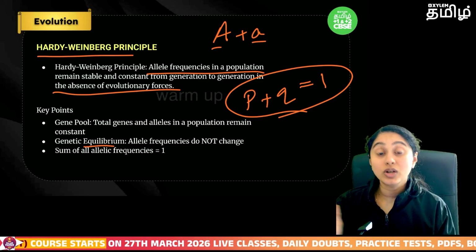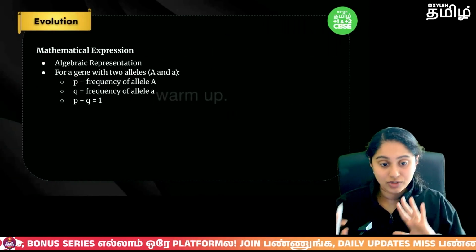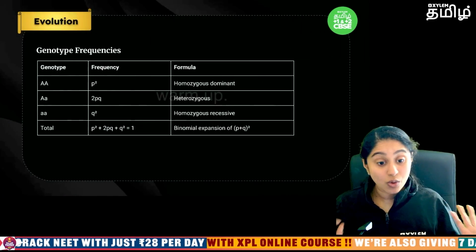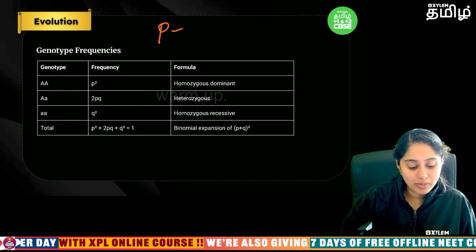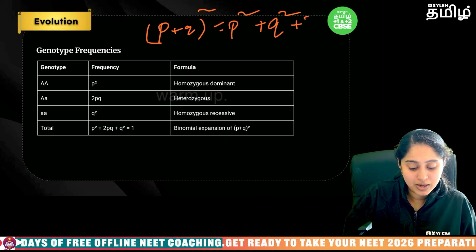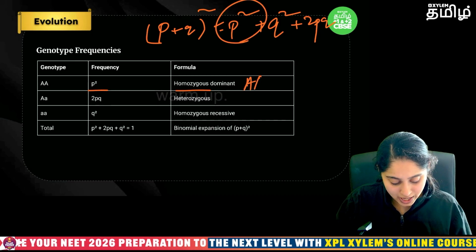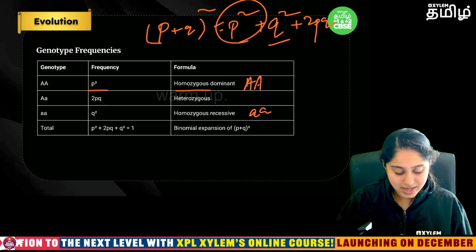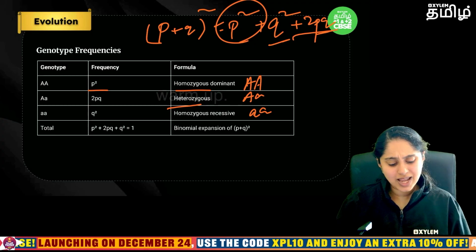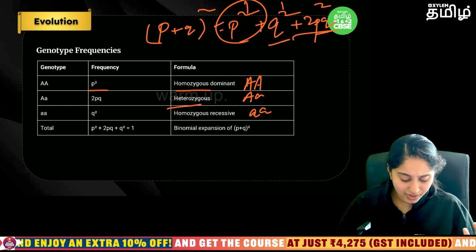Now, what is the gene pool? The total genes and alleles of the population that are always there is what we call the gene pool. If it is constant, it will always be constant, is what he told. p + q = 1. Now, if you take the binomial expansion, what do we get? p² + q² + 2pq. p² is homozygous dominant, AA. q² is homozygous recessive, aa. Heterozygous is 2pq. So the same 1:2:1 ratio, we will get in the expansion.